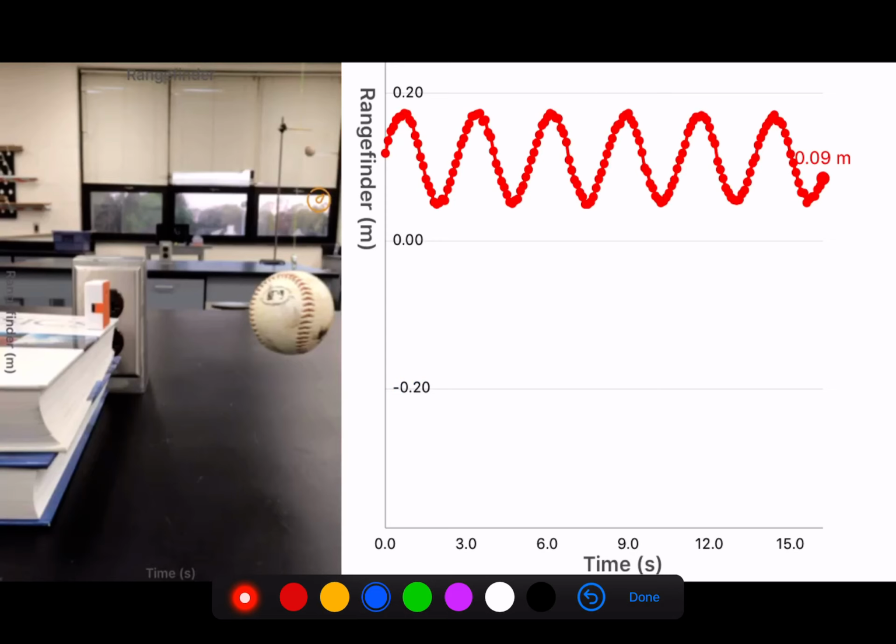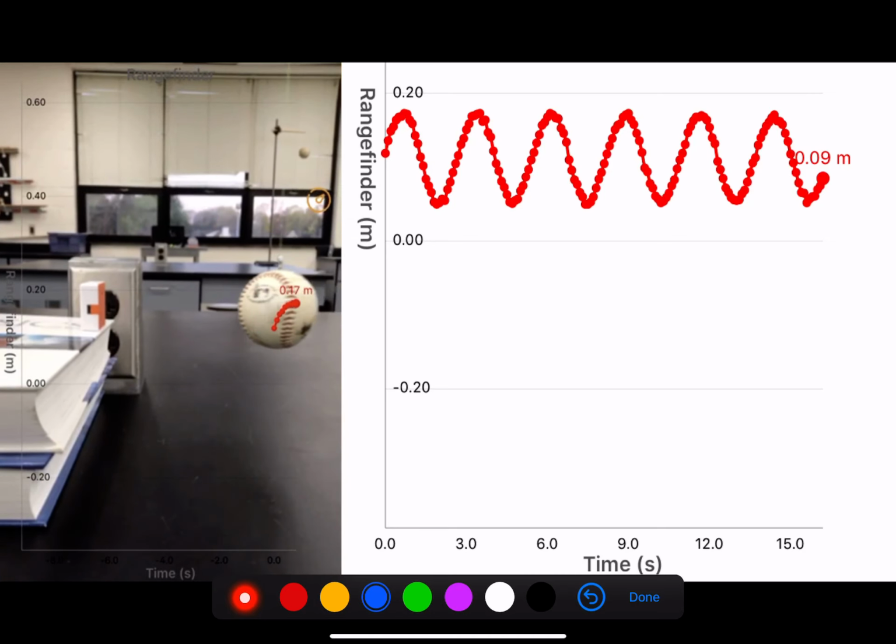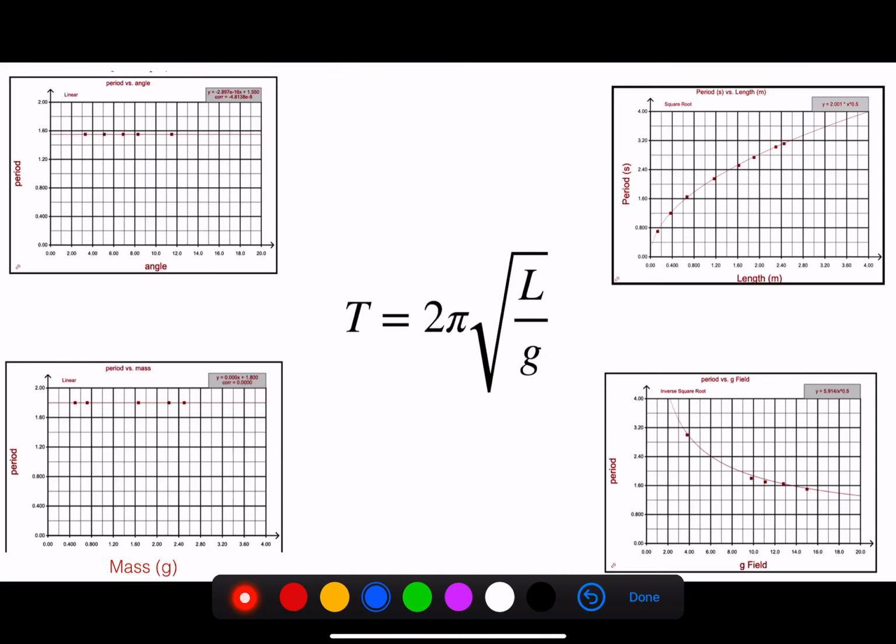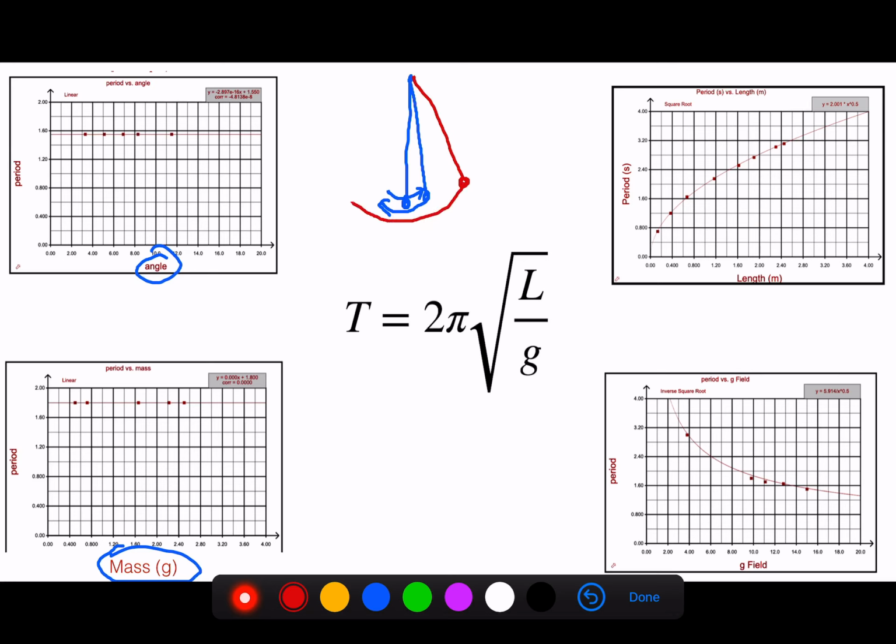So when we plotted this thing out, we collected our data and we tried to figure out relationships. Hopefully you remember that when we did this, angle had no effect on period. Mass had no effect on period. The reason why angle doesn't matter is because if you pull it back a tiny angle, it'll swing really slowly and take a certain amount of time to go back and forth. If you pull it back farther, it goes a bigger distance, but it goes faster. Those two factors cancel out and you get no relationship.